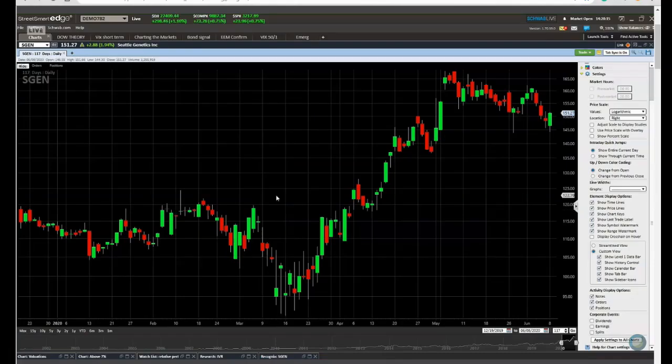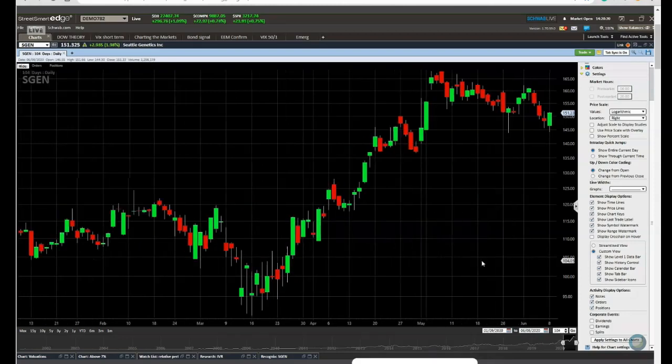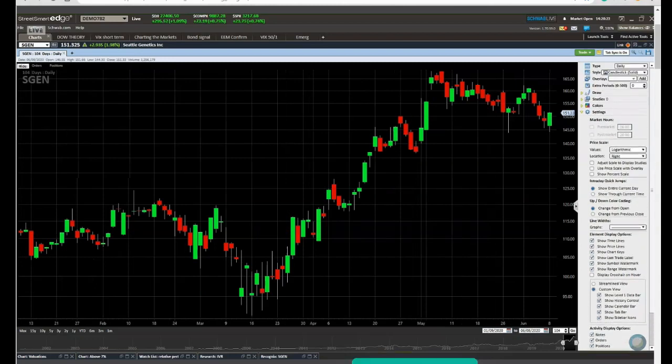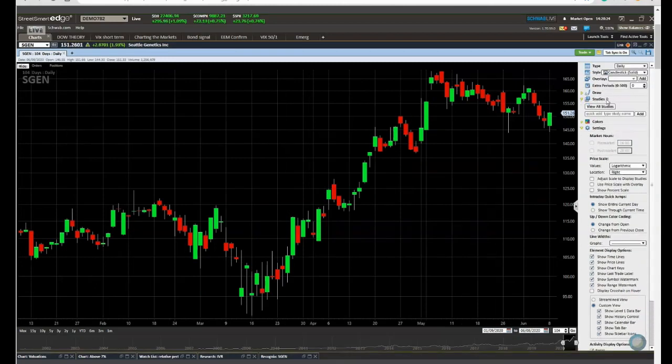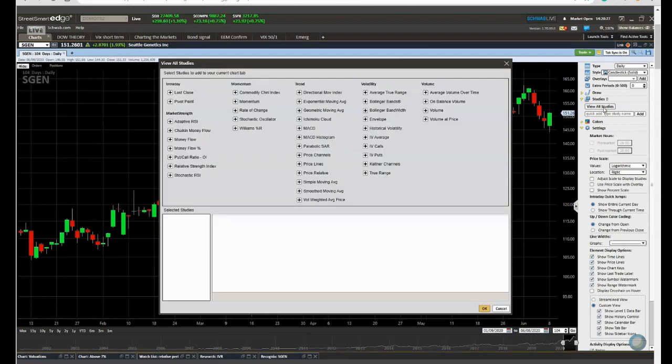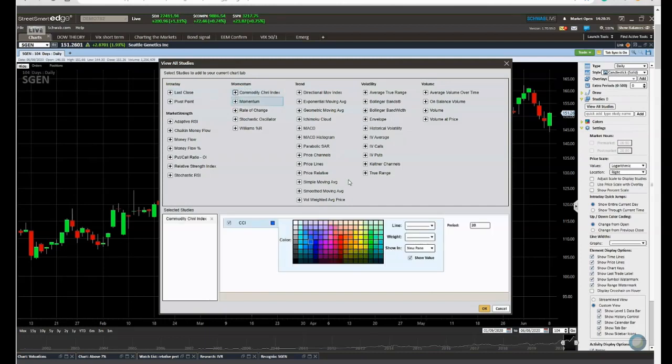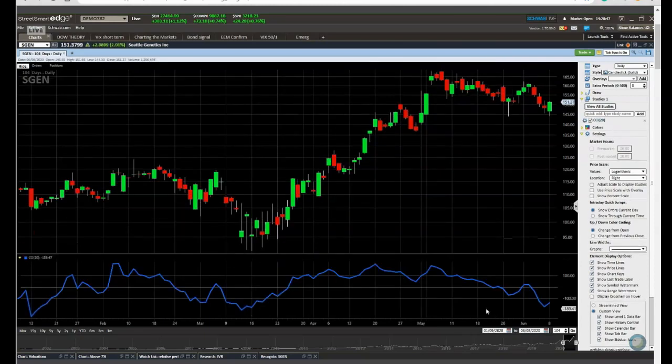All right, so let me just show you how to put things on the chart. So what we're going to do is we are going to go to our chart window here. We're going to go to Studies, View All Studies, okay? And it is under Momentum. It is a momentum indicator. We're going to do Commodity Channel Index. And here is the look back period. So we'll just set it for 20. And you can make the line any color you want. You can make it any size you want. And you put it on the chart.